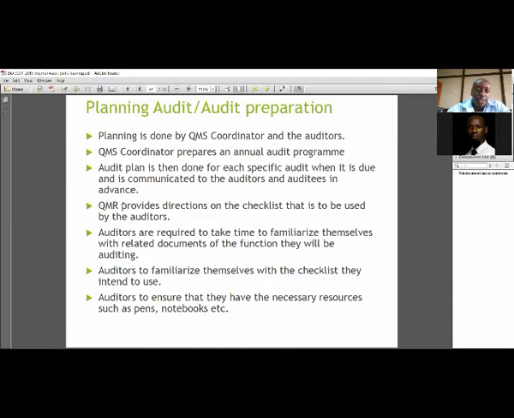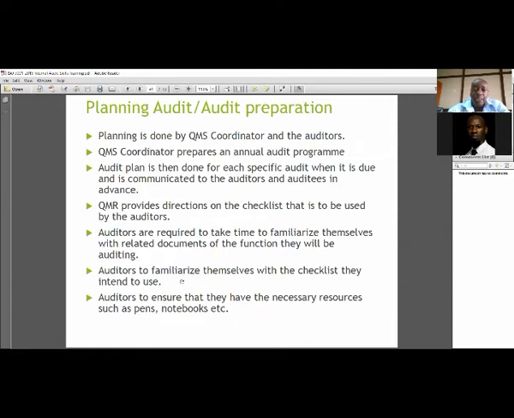QMR, although here it's QMC, the QMC coordinator, will provide directions on the checklist that is to be used by the auditors. There are standard checklists, there are others where you're required to generate. We look at them ahead. Auditors are required to take time to familiarize themselves with the related documents of the function they'll be auditing. I mentioned about that.